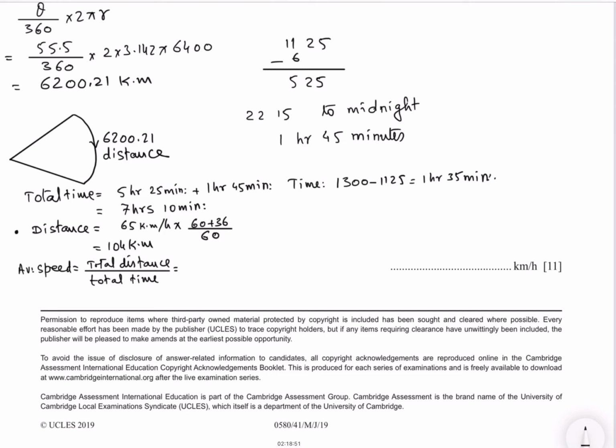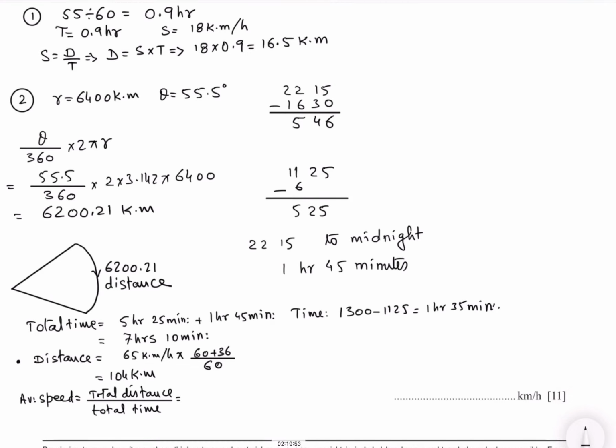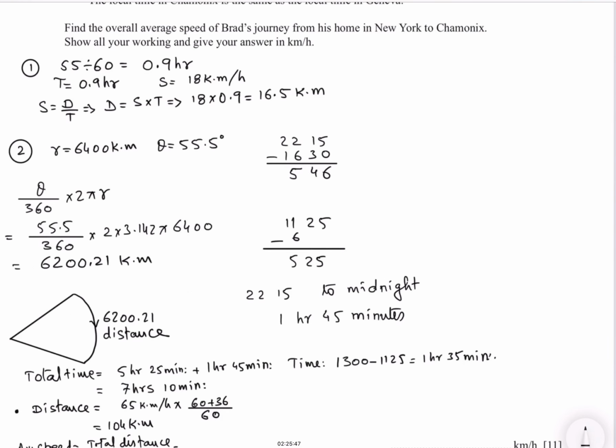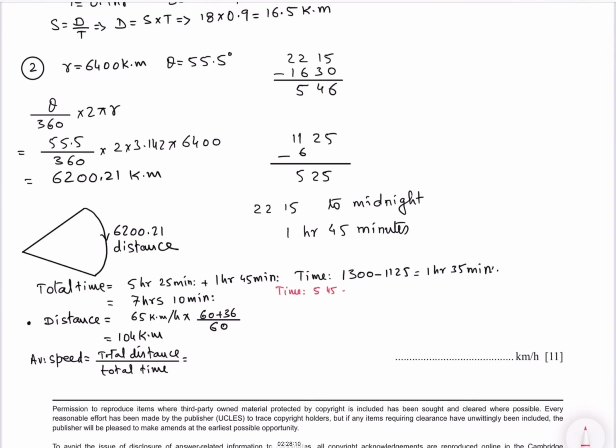So average speed is total distance divided by total time. So you calculate the total distance. Time is 545 plus 710. This is 1255 plus 311, 1566, 16 hours and 5 minutes.